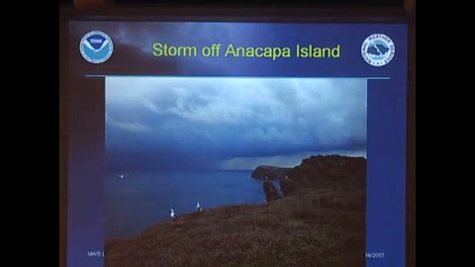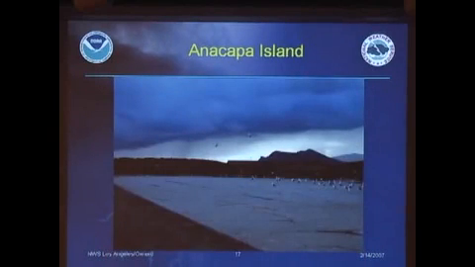Another example, the same kind of situation, a very strong storm cell off of Anacapa Island. This particular one, again, same kind of situation. It looks like a line of showers, maybe a thunderstorm in there, causing some fairly heavy precipitation.